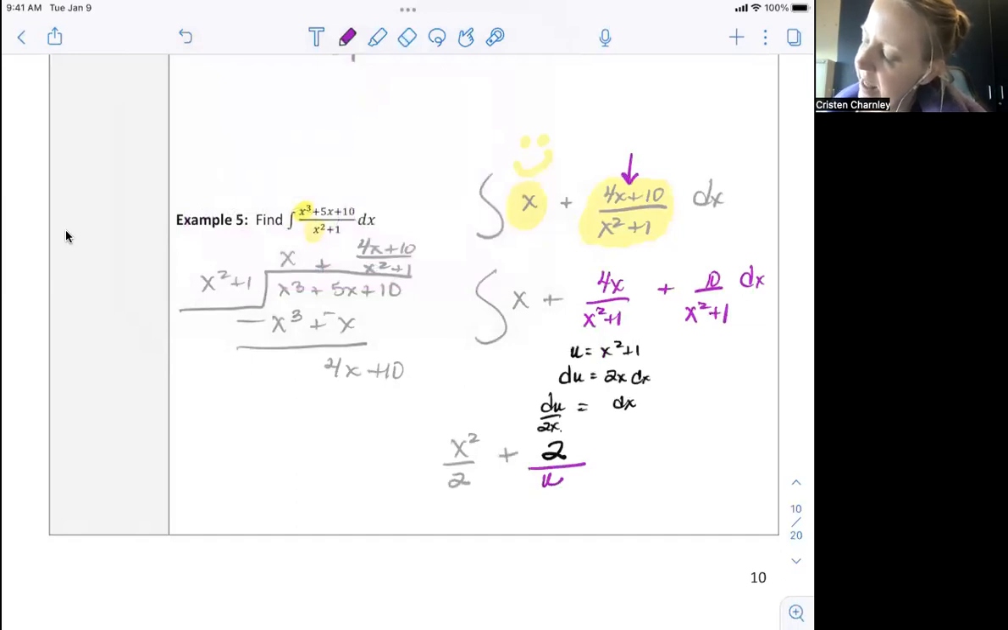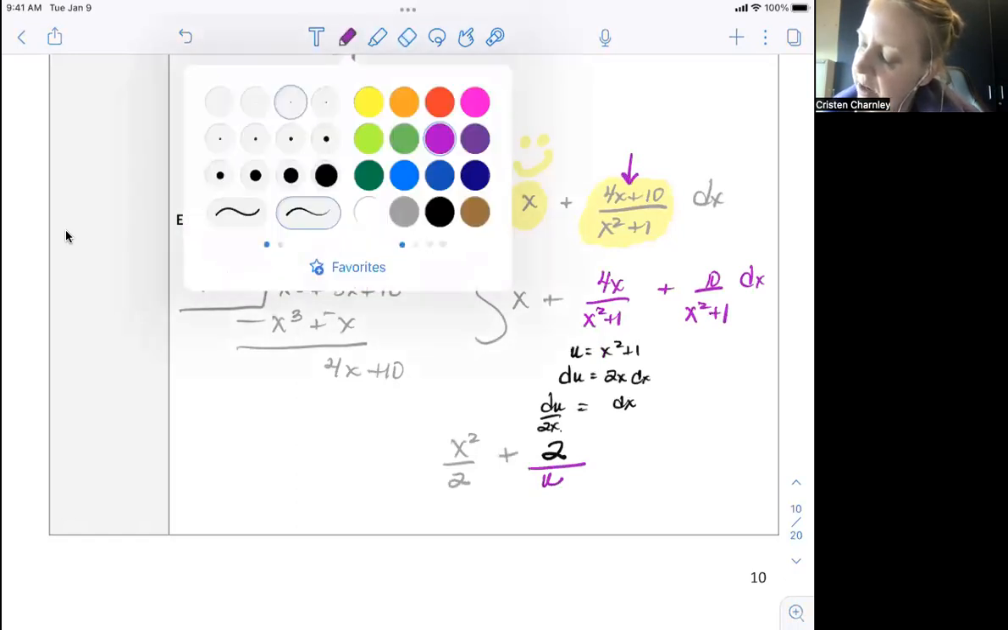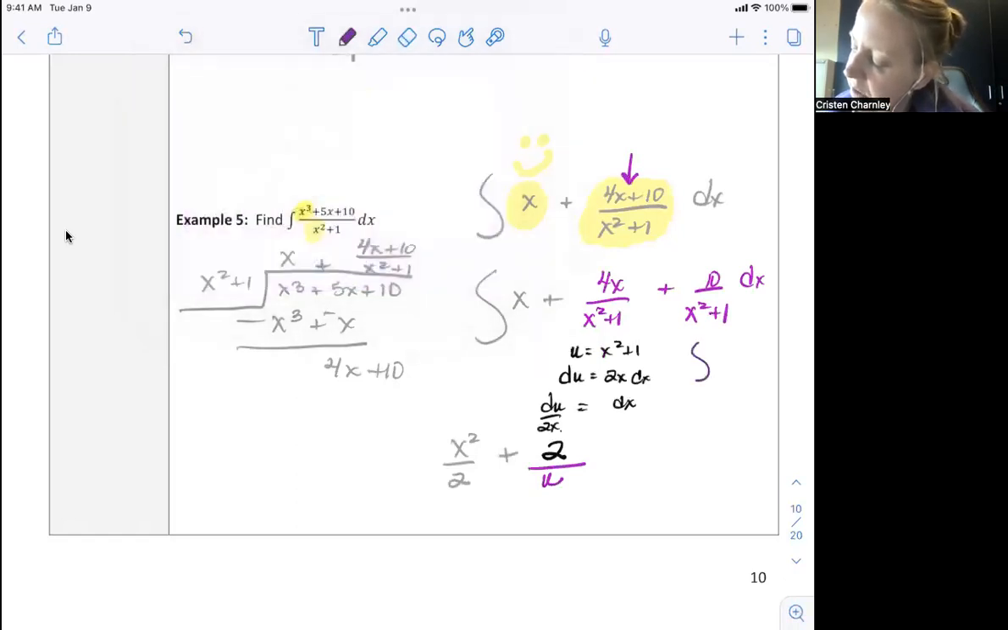And then the last term, 10 in the front and x squared plus 1 in the denominator. You want to think of this one as the integral of 10 over x squared plus 1. And 1 over x squared plus 1 is inverse tangent. So this is plus 10 inverse tangent of x. I know this is a plus c.